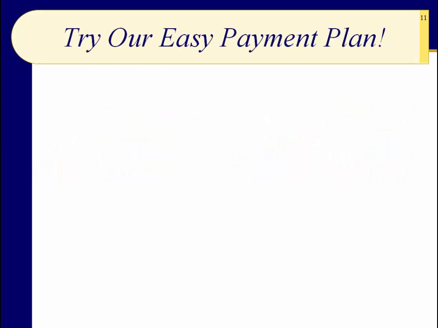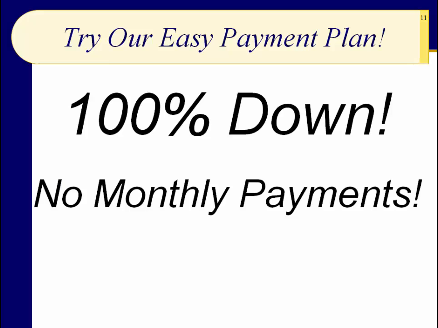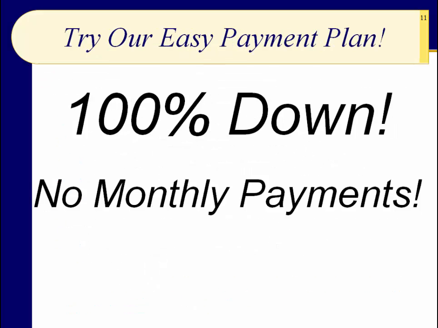So let's move to slide 11. Try our easy payment plan. 100% down, no monthly payments. It's so easy. Well, yeah, how can it get easier, right? Well, before, when people wanted to buy something like a fridge from Sears, and they didn't have the money for it, let's say it costs $700, they would go to the store and tell the salesperson, hey, I have $300, can I give you 300 and you hold the item for me?